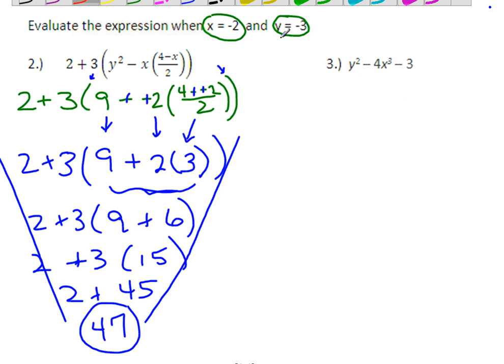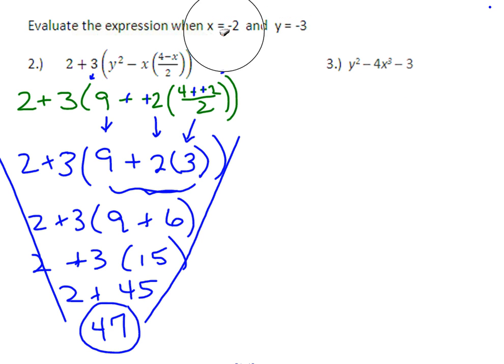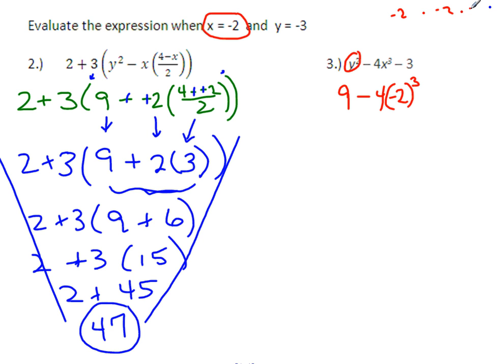Y squared. Again, I suggest just doing the y squared in your head. So negative 3 squared, you should know is positive 9, minus 4 times x cubed. Now x is negative 2. You can put negative 2 cubed, I guess I'll just do that. What I would actually do is just in my head think negative 2 times negative 2 times negative 2, and I know that's negative 8. So I'm going to put that in that whole spot, but I'll just write it out for now.